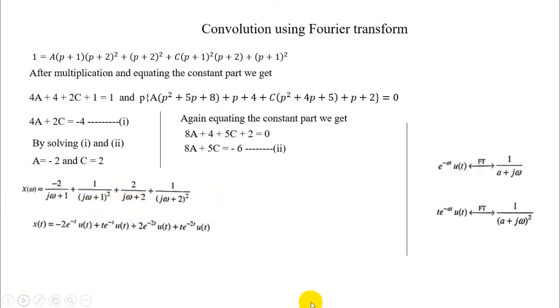As you know, the Fourier transform of e to the power minus at u(t) is 1 divided by a plus j omega. Many times I have used this in this lecture series. So it would be very easy for you to transform this, and ultimately you will get x(t). What is the significance of x(t)? x(t) is basically the convolution of the two given signals, as we were asked. So this is the procedure.